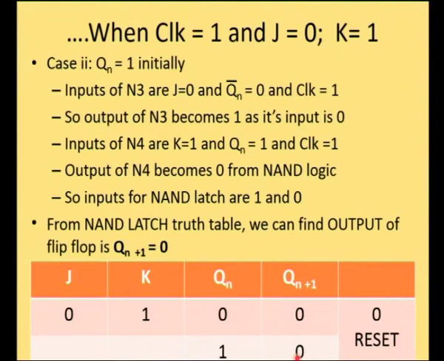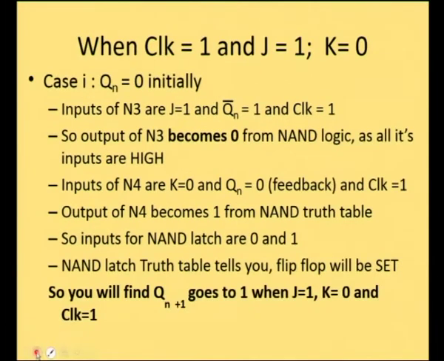From 1. Rather, when J is equal to 0 and K is equal to 1, whatever may be the initial state, whether it is 0 or 1, the output finally becomes 0, or what we call reset. Shall we move on to the next one? That is, when clock is 1, J is equal to 1 and K equal to 0. Here again we are going to look at two cases. Case 1, initially Q is 0 and initially Q is equal to 1. Case 1, Q is 0 initially.